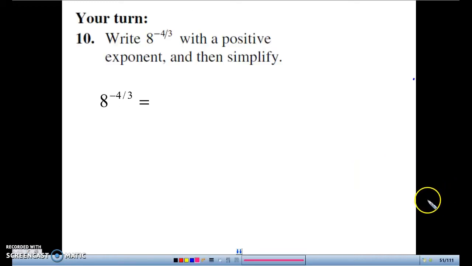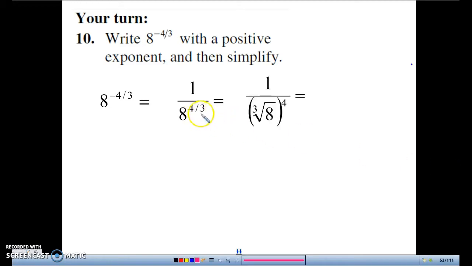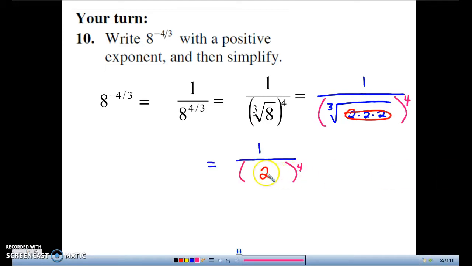Okay, let's rewrite this one. I have a negative exponent. Let's deal with that first. To make it positive, I put the whole thing under 1. So let's put that under 1. Now let's deal with the radical, the rational exponent. The cube root of 8, that answer raised to the 4th power. 8 is 2 times 2 times 2. So the cube root of 8 is 2. And 2 raised to the 4th power is 16, so my answer is 1/16.